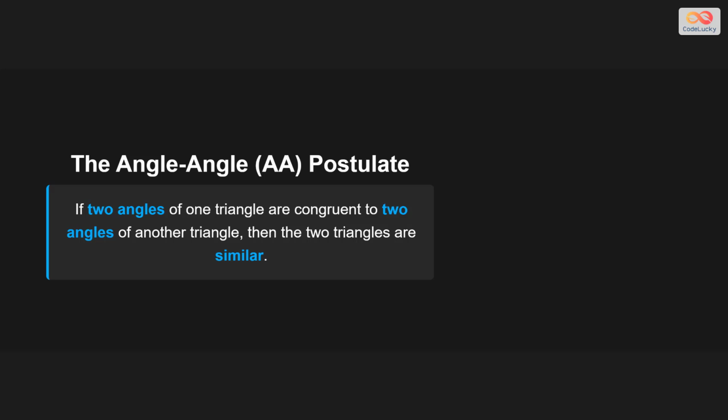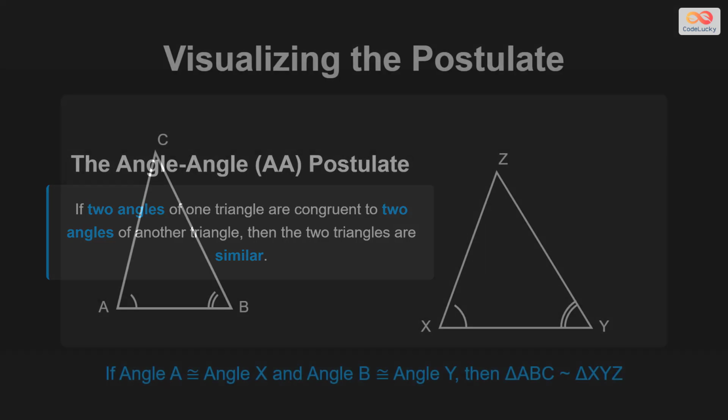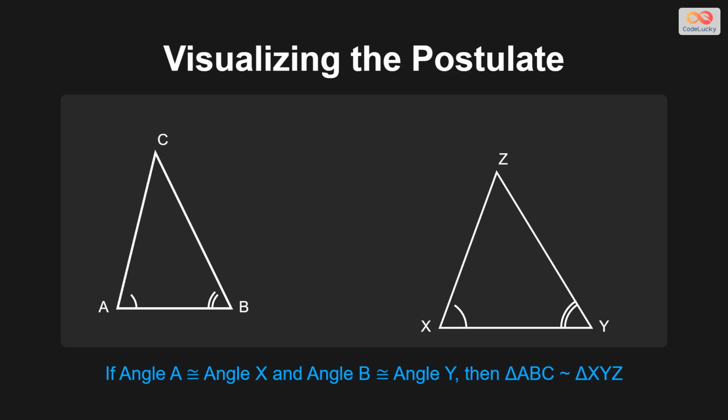The angle-angle similarity postulate is a simple rule. It states that if two angles of one triangle are congruent, or equal, to two angles of another triangle, then you can conclude that the two triangles are similar. Here we see two triangles, triangle ABC and triangle XYZ. Notice that angle A is congruent to angle X, and angle B is congruent to angle Y. Just by knowing this, the AA postulate tells us that triangle ABC is similar to triangle XYZ.